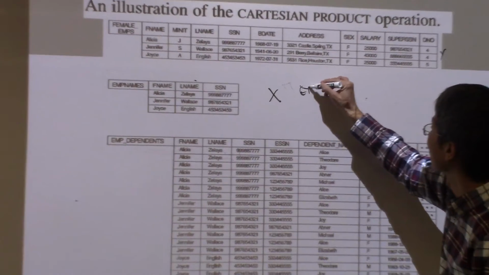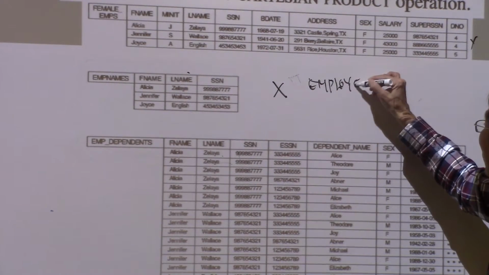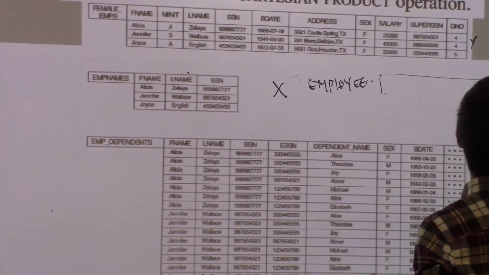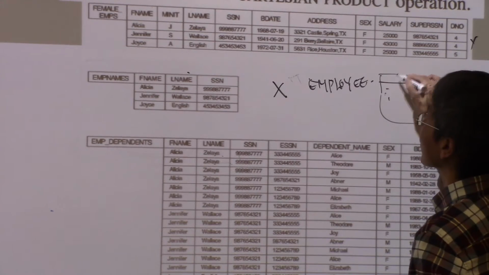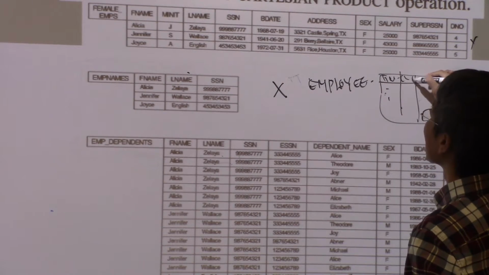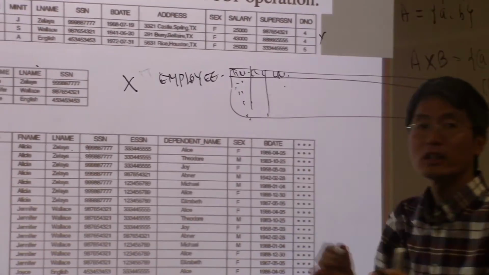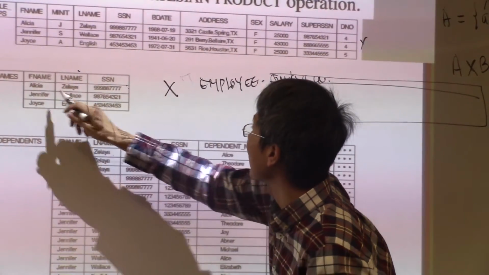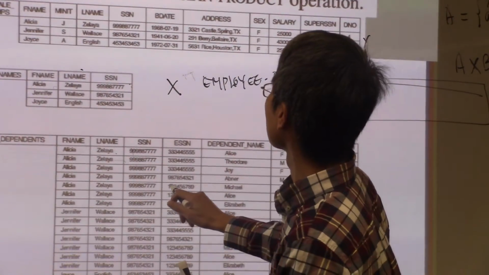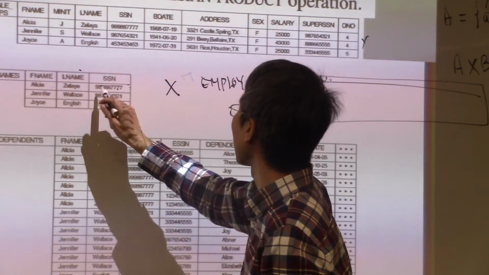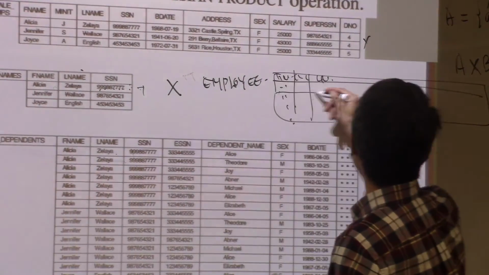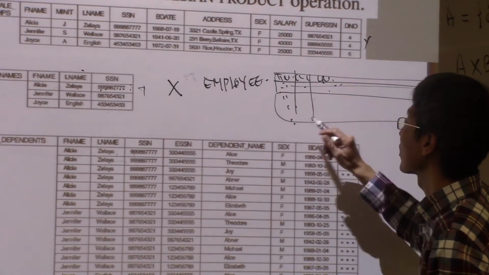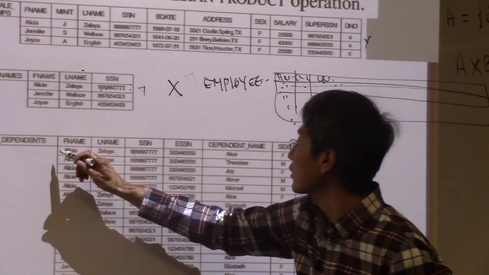Cartesian product, employee. Employee is the same as this one, but all employees, 8 employees, with first name, middle initial, last name. So Cartesian product means this, Elisa Jeremiah 99987, plus the first tuple, Elisa Jeremiah 9998, and also it has all this information.